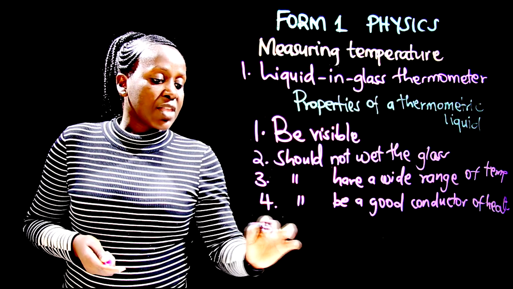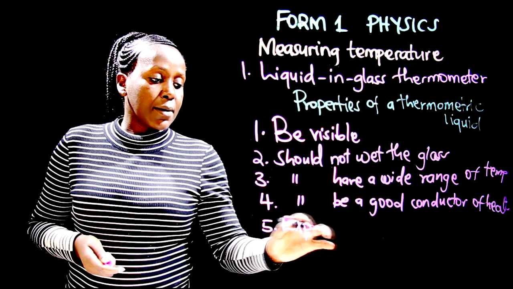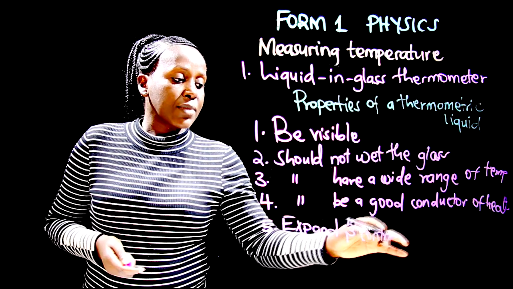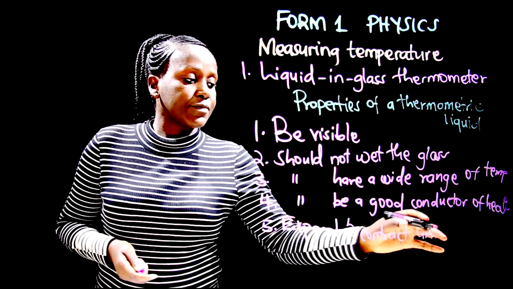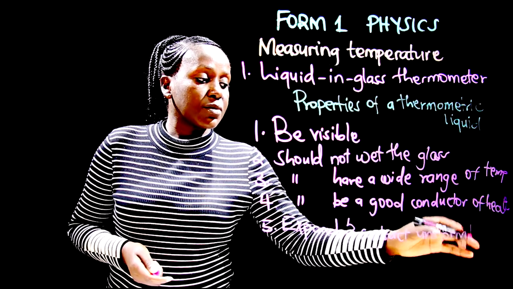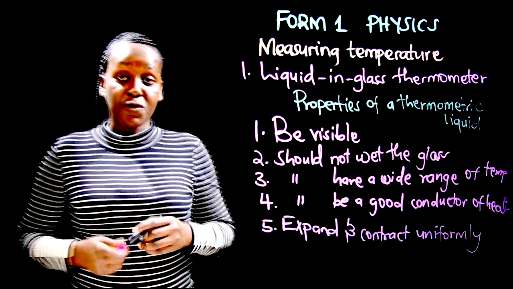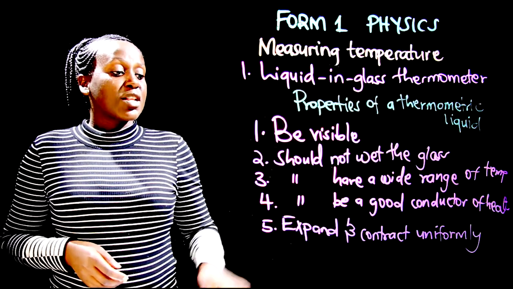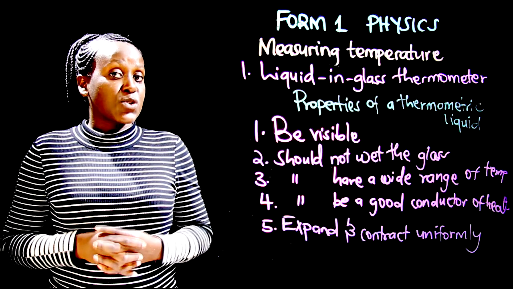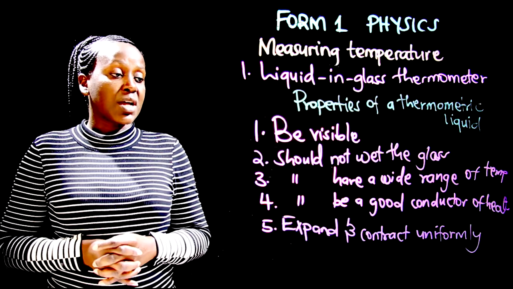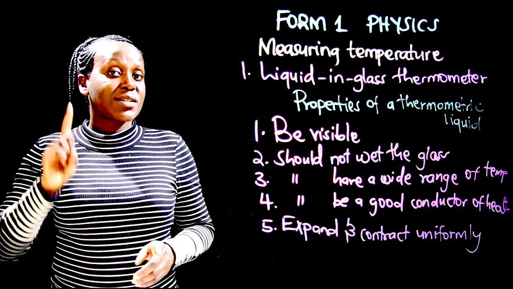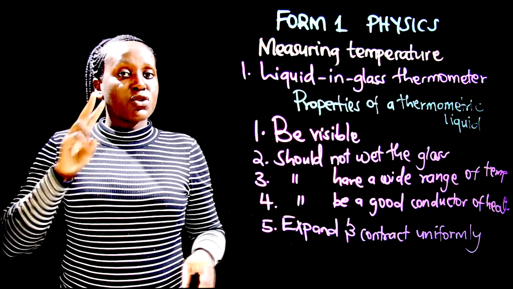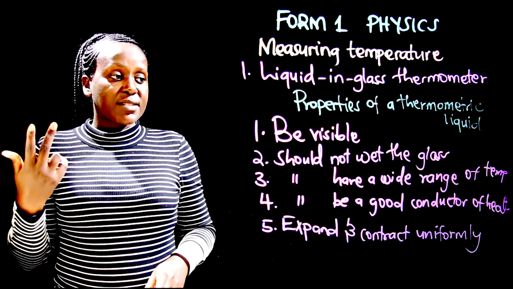Then finally, it should expand and contract uniformly, unlike water. So this actually gives you so many reasons why we cannot use water as a thermometric liquid. One, water is not visible. The thermometric liquid needs to be visible. Two, water wets the glass.